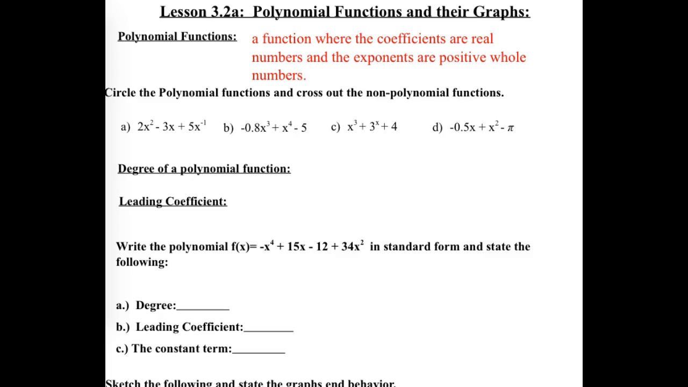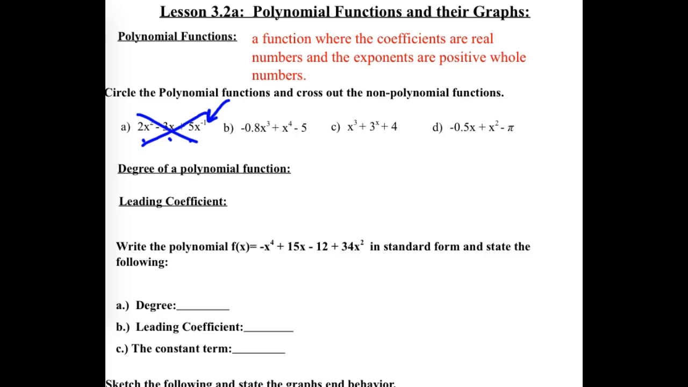So the first thing I look for is, do I have all real coefficients? Those are those front numbers, the numbers in front of our x. So in part A here, I do have real coefficients, the 2, the -3, and the 5. Then I look at the second criteria, that is the exponents have to be positive whole numbers. And right here, I have a -1 as an exponent. So that means this is not a polynomial function.